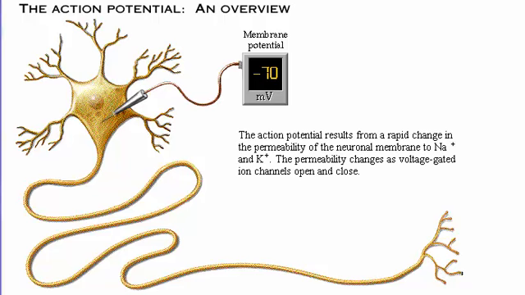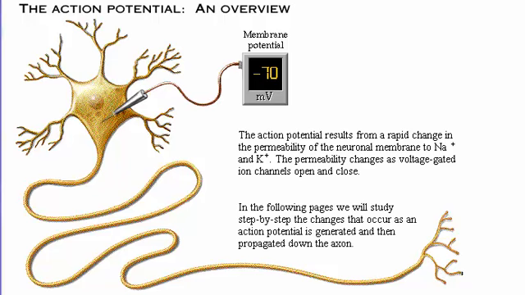The action potential results from a rapid change in the permeability of the neuronal membrane to sodium and potassium. The permeability changes as voltage-gated ion channels open and close. In the following pages, we will study, step by step, the changes that occur as an action potential is generated and then propagated down the axon.